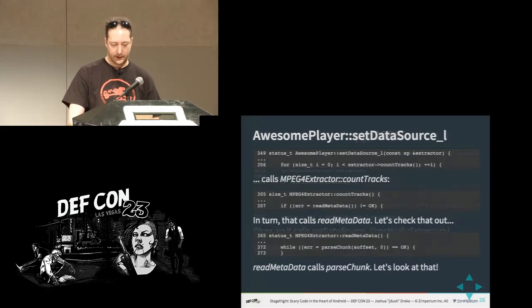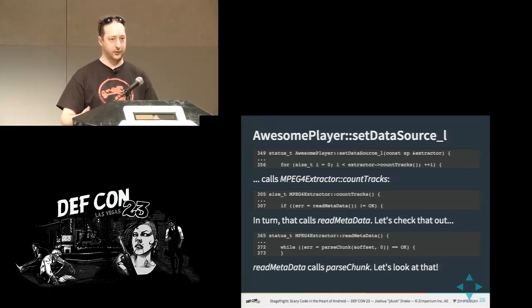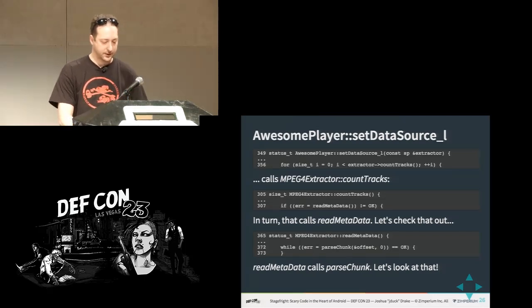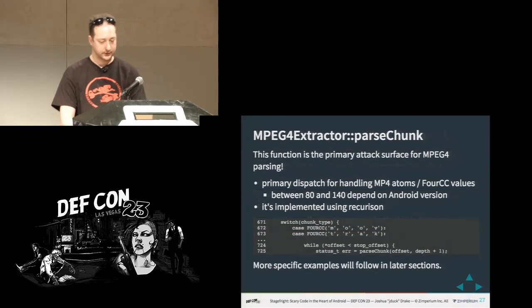And so we start looking at that, and we end up with this function that loops through all the tracks that you count. When you look at that, it says read metadata. In order to find out how many tracks there are in a media file, you have to extract the metadata, because that's where it stores that information. So we look at that, and it just goes into this function parse chunk. So let's look at that a little bit.